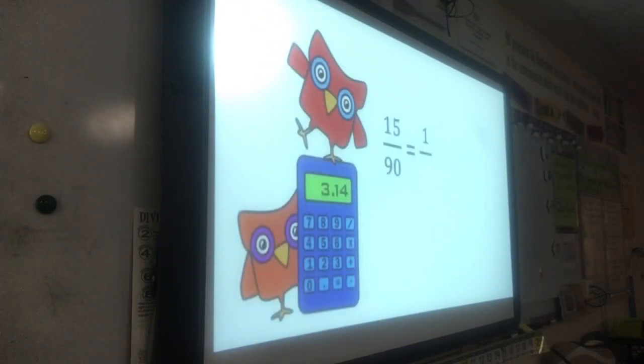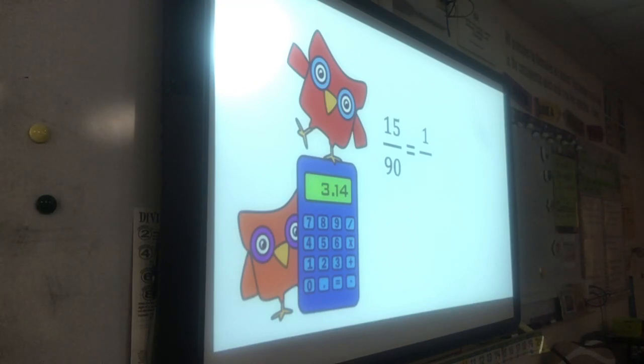Okay, now this one, to go from 15 down to 1, you know you have to divide by 15. If you're not sure how many 15s there are in 90, think about that: 2 15s make 30, and 3 30s make a 90. So divide by 15, divide by 15. So how many 15s would there be in 90, Hannah?